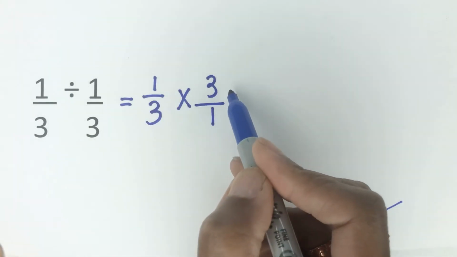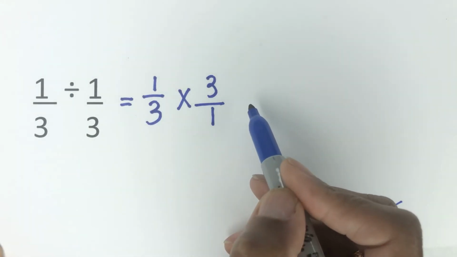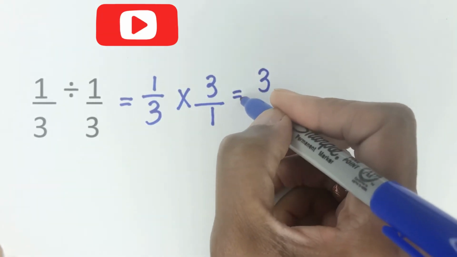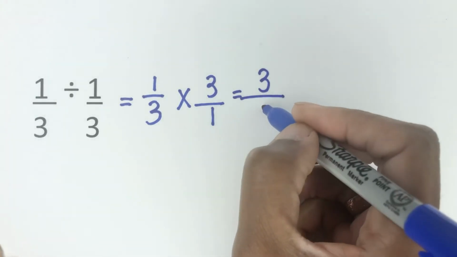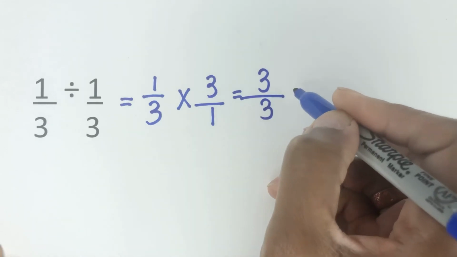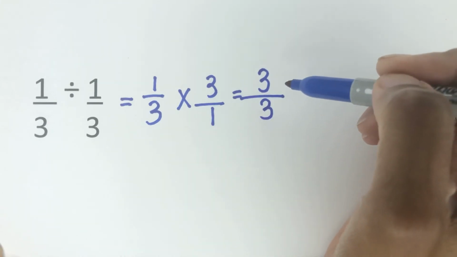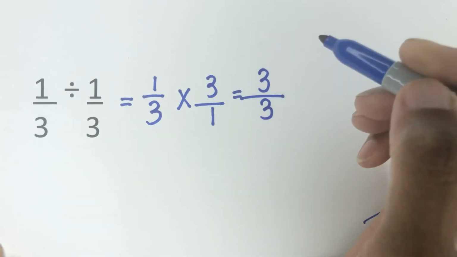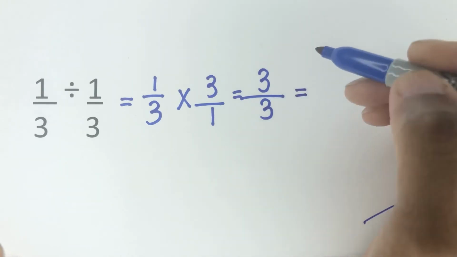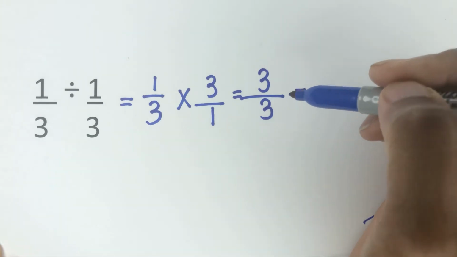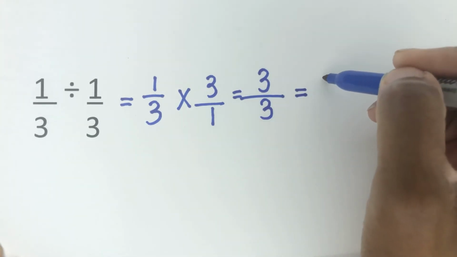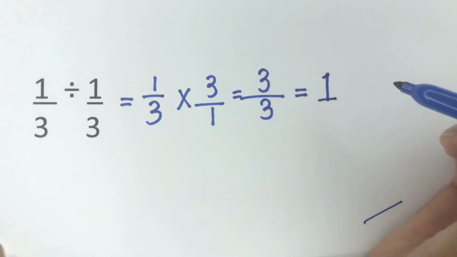Now we can go ahead and multiply across from left to right. So 1 times 3 is 3. And then 3 times 1 is also 3. Now when you have a fraction where the numerator and the denominator are the same, that means that is a whole part, because 3 goes into itself 1 time. So the answer here is 1.